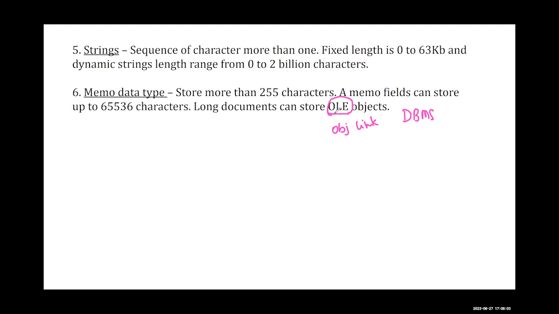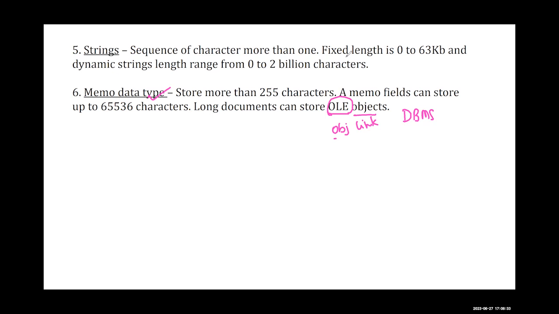Okay, so memo data types can store long documents such as OLE objects, right? Because we know that objects might have more data, because they refer to the class. A class can have different variants of data members, and it can have different variants of member functions. Hence when I say an object, it can be quite lengthy. Okay, and a memo data type supports this kind of data.